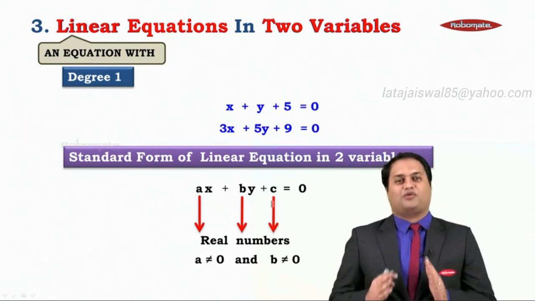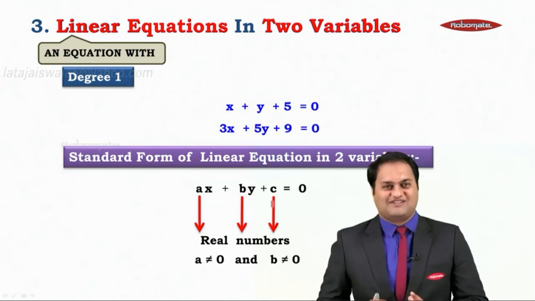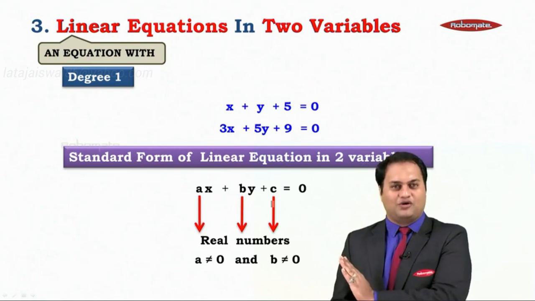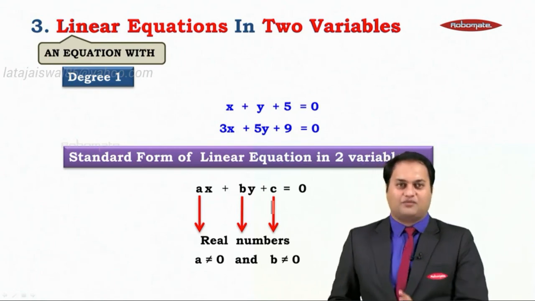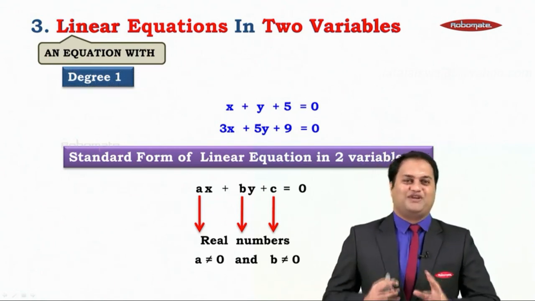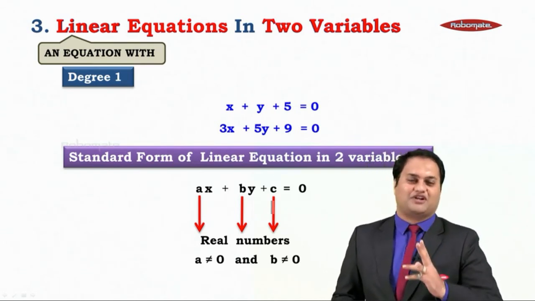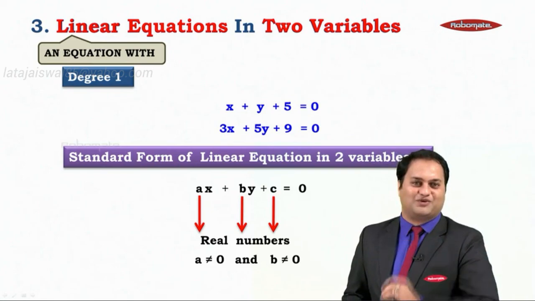That's why the standard form of a linear equation in two variables is ax plus by plus c is equal to 0, where a, b, c are real numbers. A should not be 0, b should not be 0. Just remember this. That's the basic introduction of what are linear equations in two variables.